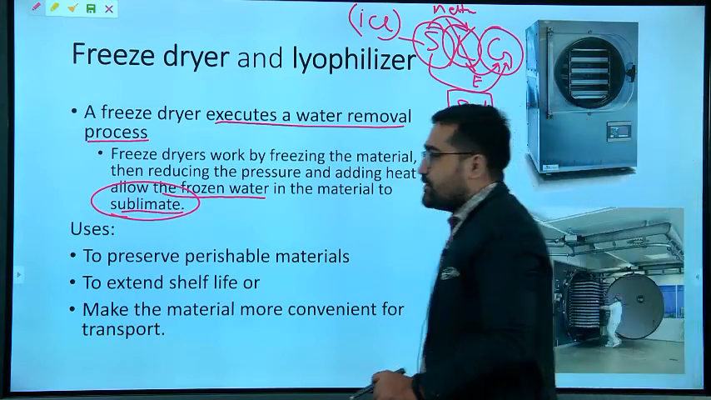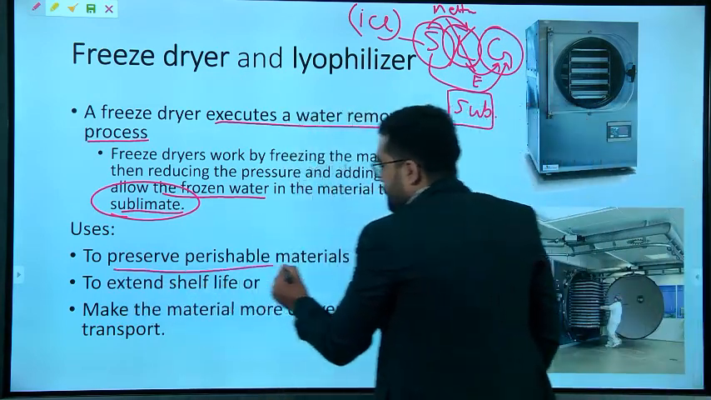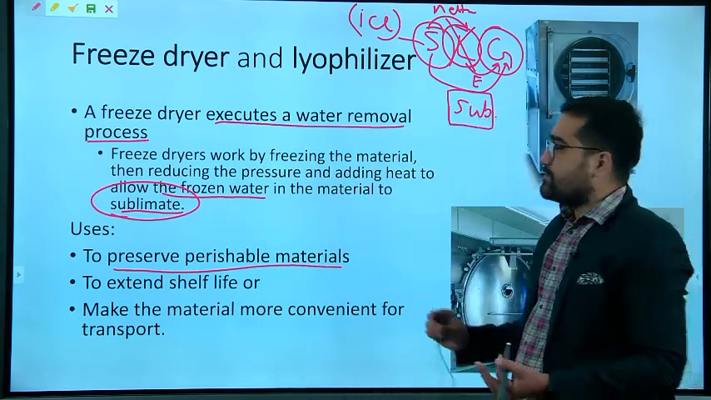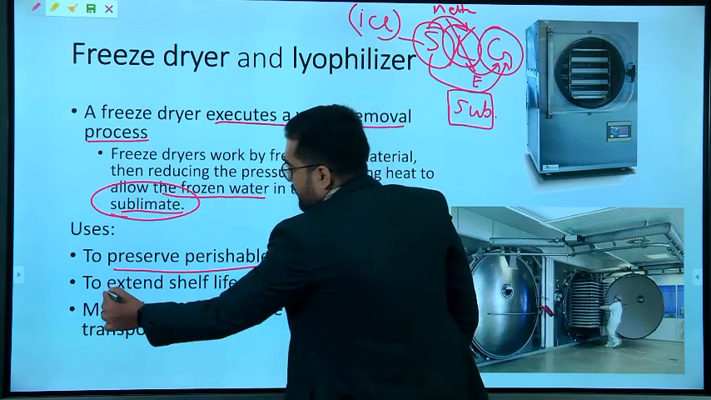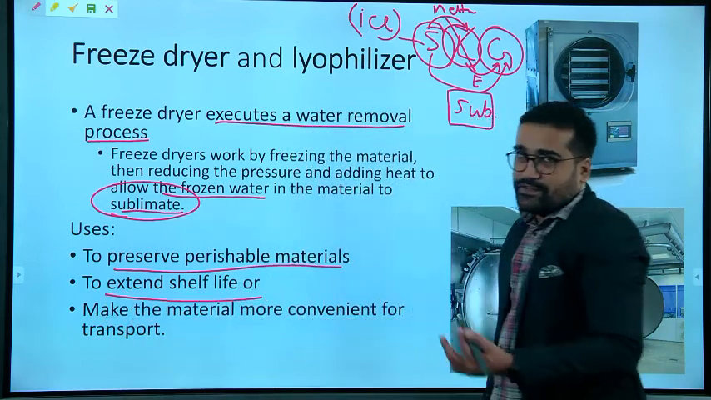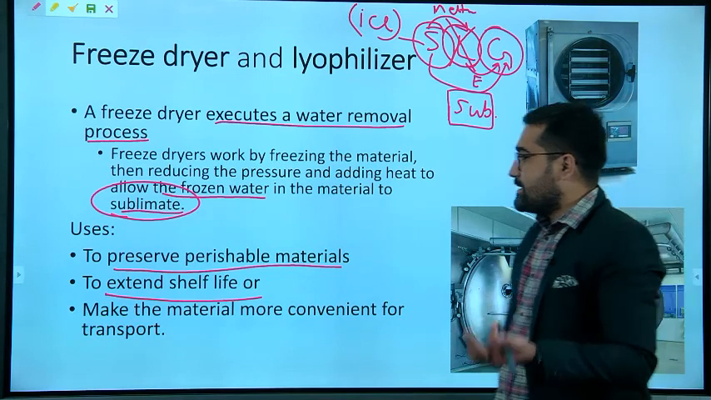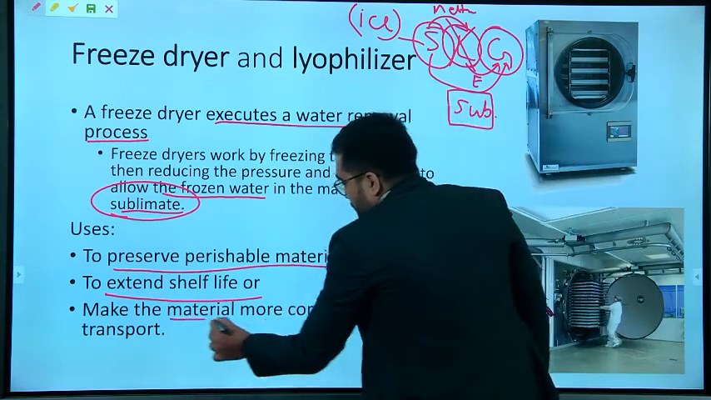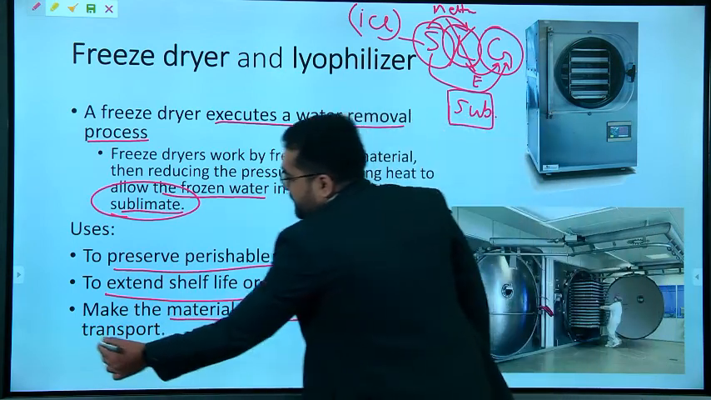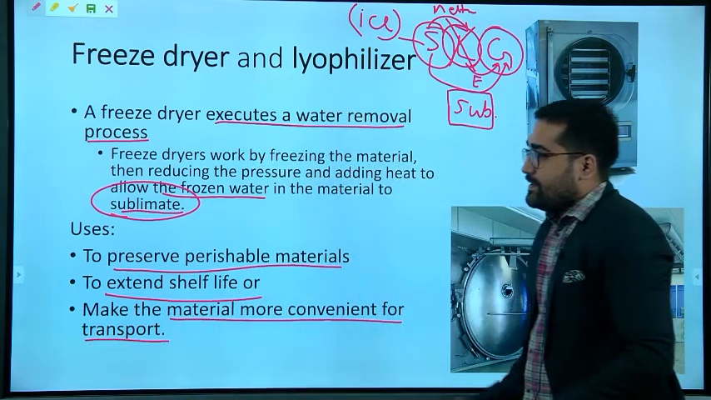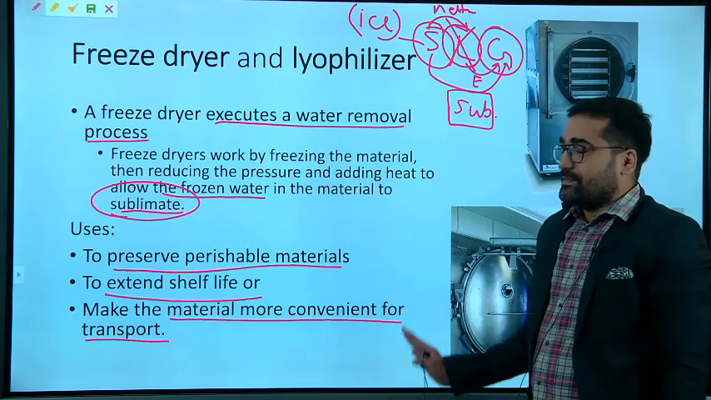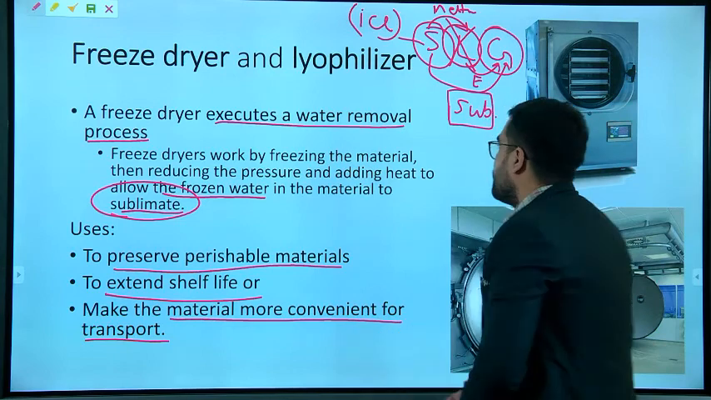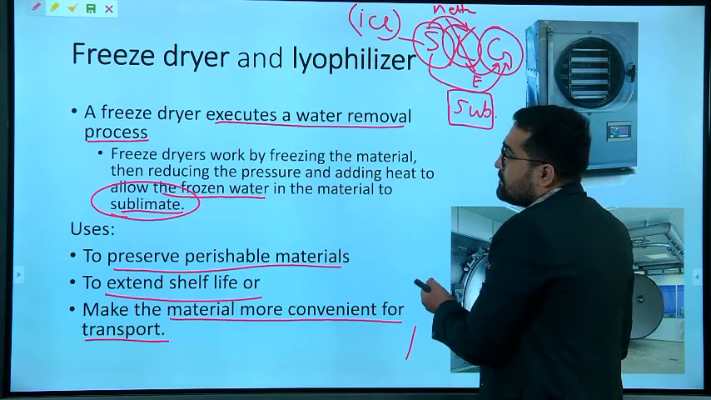So, what are the uses of freeze dryer? It preserves perishable materials. This is common for all the dryers. All dryers preserve perishable materials. It extends the shelf life. This is also the same, like all dryers extend the shelf life. And it also makes the material convenient for transportation. But the major advantage of freeze dryer is retaining the shape of the product. So, going to the next slide.